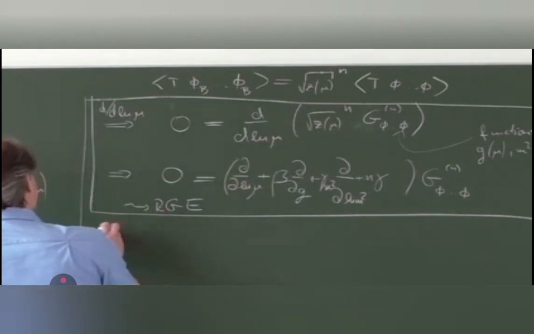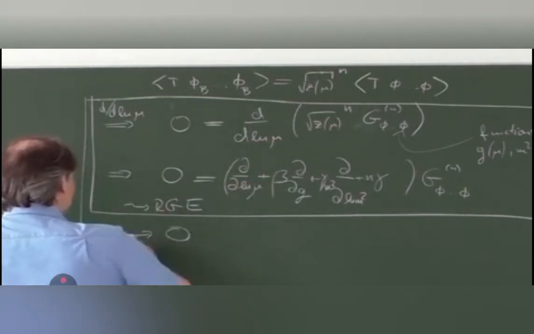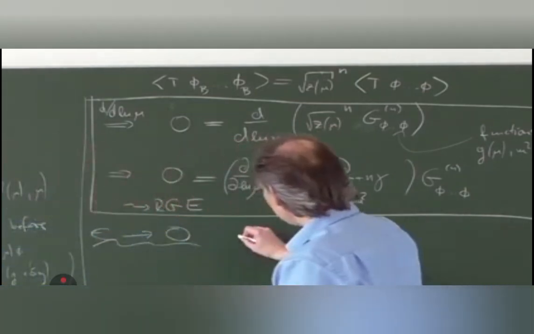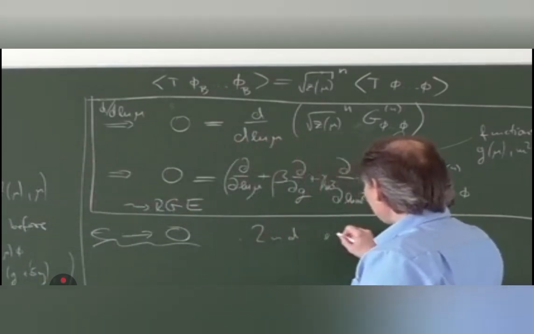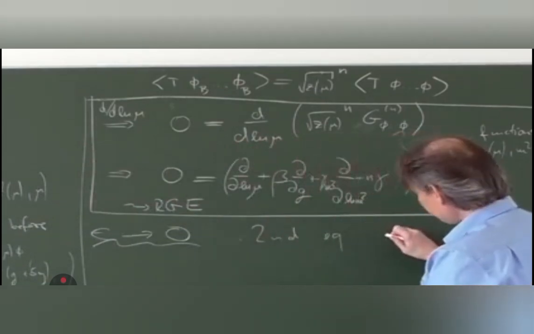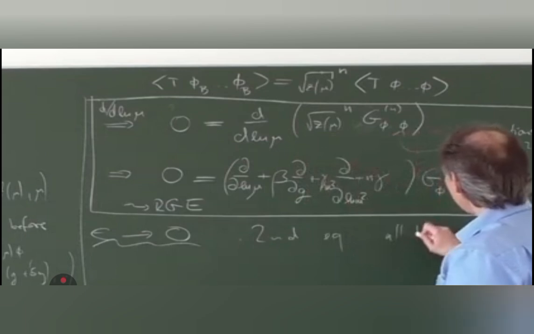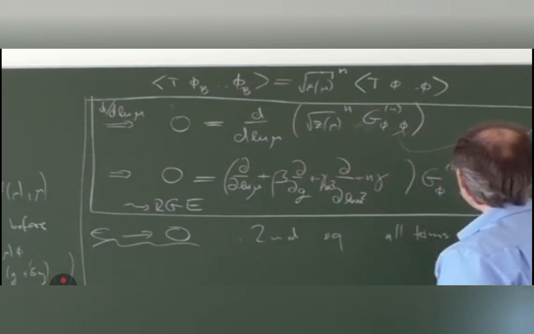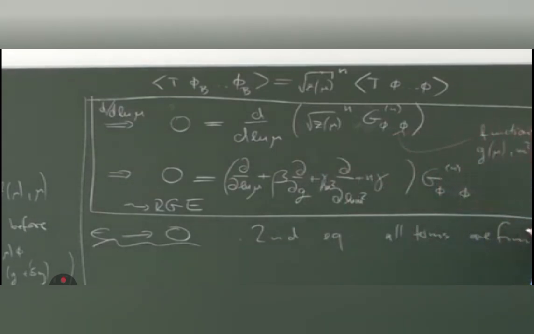So let's write this down. Considering the limit epsilon going to 0, in the second equation all terms are finite, which is a big advantage, and that is why the equation is ultimately the useful one for understanding the physical impact of the renormalization group.